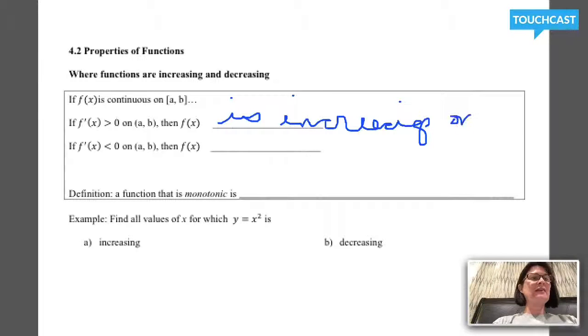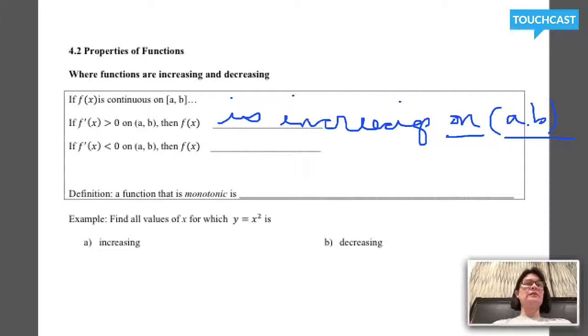F is increasing on the interval a to b. Notice that a comma b, that's an interval. Those are both x values. That is not an ordered pair. The words we use, it's on an interval or at a point. But when we talk about where a function is increasing or decreasing, it's increasing on whole intervals at a time.